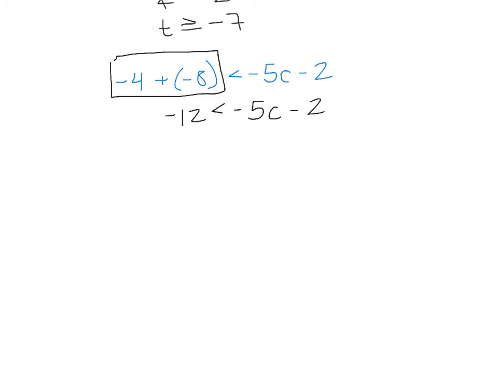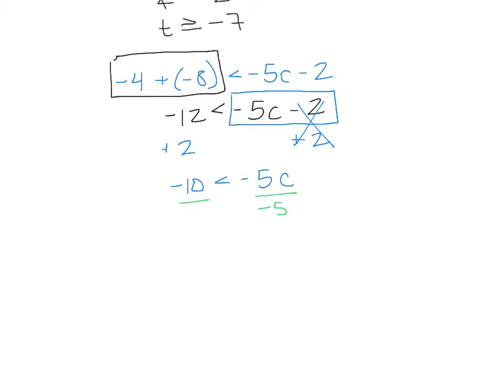Remember, the whole goal is to get the c by itself. So I'm going to be looking at this side and moving everything. The opposite of negative 2 is positive 2, so we add 2 to each side. These cancel. Negative 12 plus 2 is negative 10, which is less than negative 5c. Next step would be to divide each side by negative 5. So negative 10 divided by negative 5 is 2.